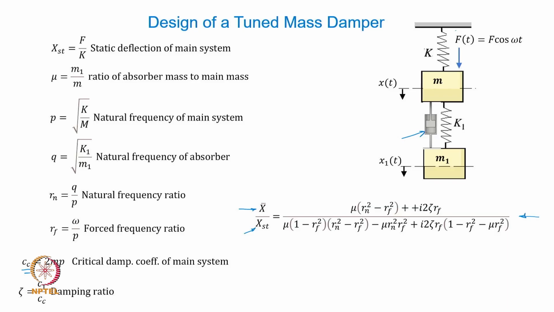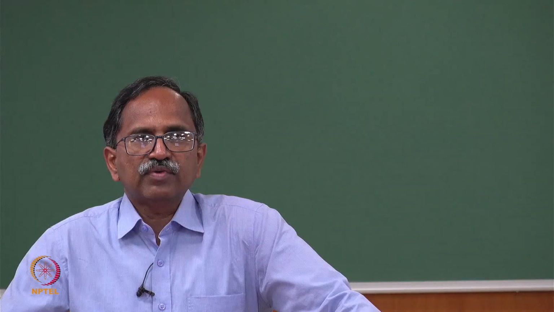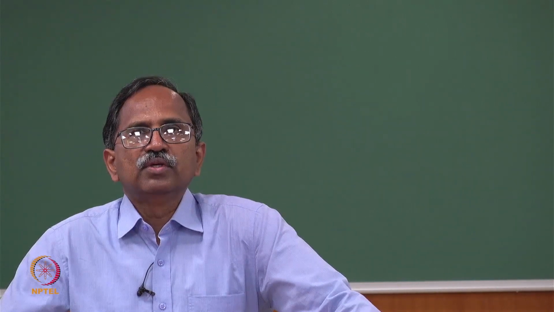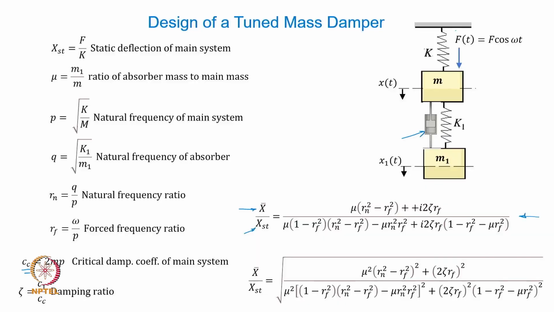This is of course in the numerator and denominator; you will see that these are complex quantities. So if you take the absolute value, the response expression turns out to be this, and now it is a function of the mass ratio, natural frequency ratio, and forcing frequency ratio. So it's basically a function of these three quantities, Rn, Rf, and mu.